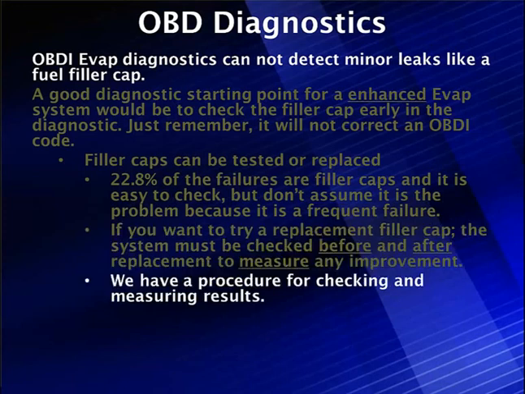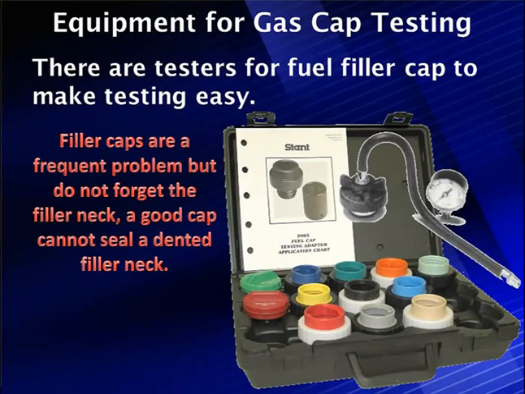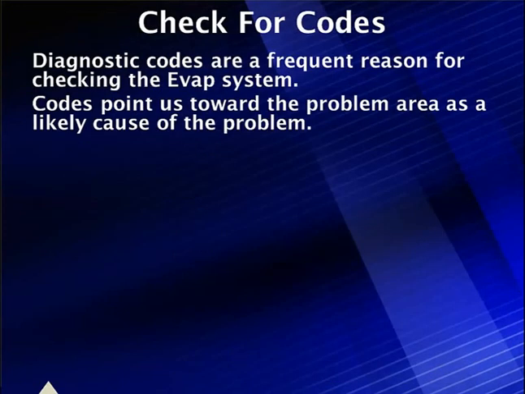Okay, so we want to have a procedure for checking and measuring results. That's important. Evap codes are a frequent reason for a comeback after repair. In fact, in some cases, if you look at the number of repairs done for Evap and the number of comebacks, it has a very, very high comeback ratio. You have equipment for gas cap testing if you want to test it. This is an inexpensive system. There's a more elaborate system made by Waekon that's even more sophisticated, but either one will work, or replacing it will work if you have something.